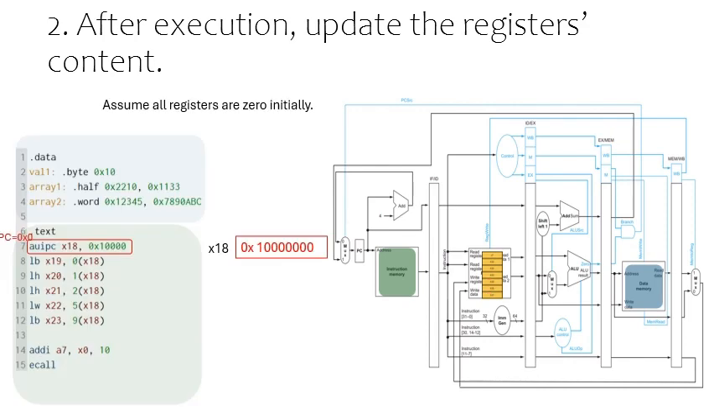First, AUIPC is to add the 20-bit immediate value onto the upper 20 bits of the X18. Initially, we assume all the registers are 0. So after this AUIPC addition, the X18 will contain this value in hex, and this value is actually referring to the starting address of the data segment here. Okay, because we want to store the first address of the data segment so that we can use the load instruction to load the data from the data segment.